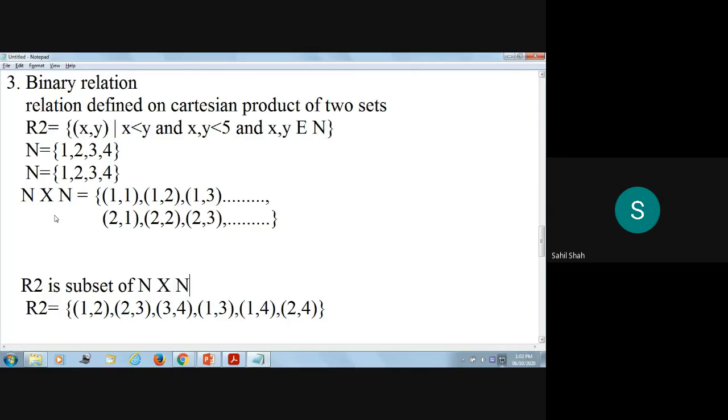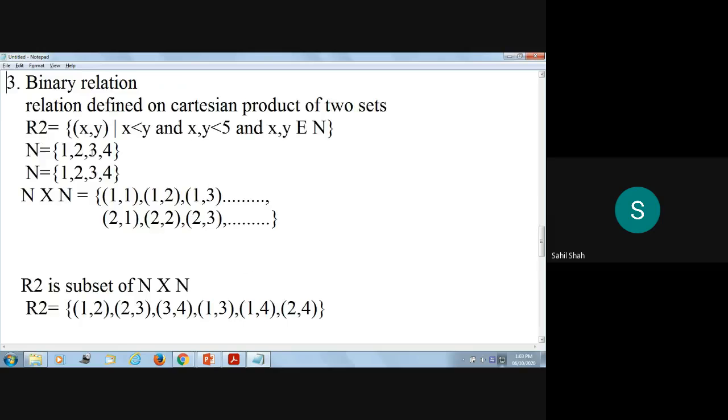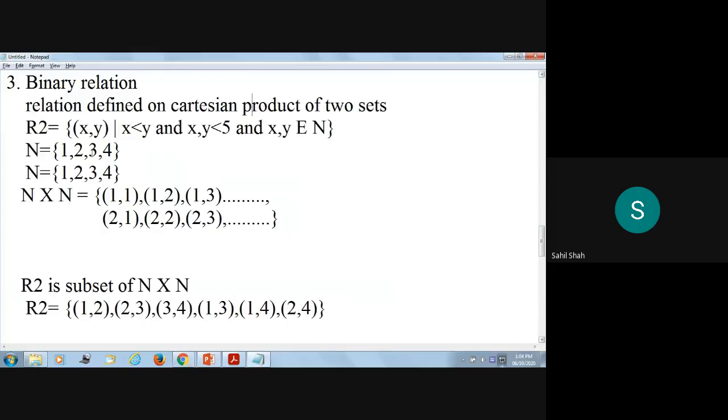Just observe what our R2 is. We have figured out R2 is 1, 2, 2, 3, 3, 4, 1, 3, 1, 4, 2, 4. So these are all members of N cross N. Hence, this one is a binary relation: a relation involving two objects, defined on the Cartesian product of two sets. Am I clear? Should we proceed? Is it fine? Yes. Okay.